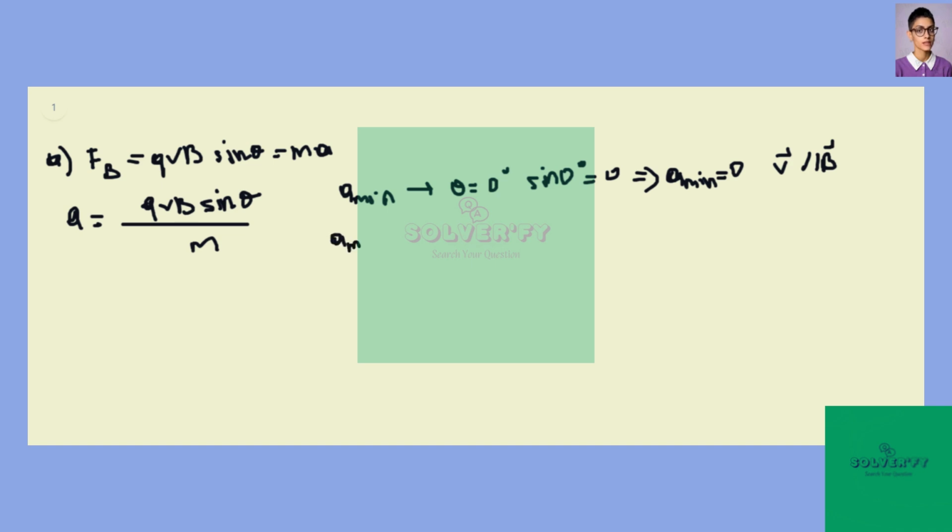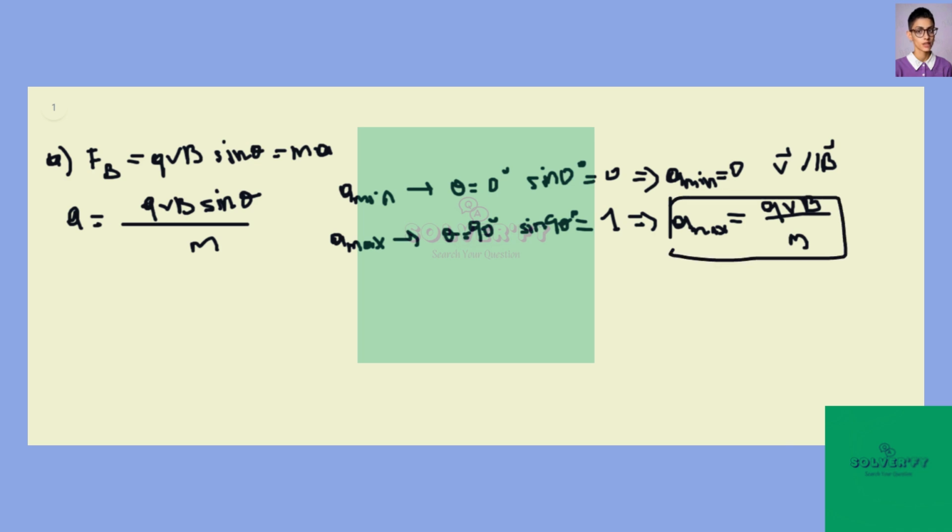Given the same logic, if we want to find the maximum acceleration the particle can have, we're going to look at the sine function where it becomes maximum. If the angle is 90 degrees, then sine 90 gives you 1, which is the maximum value for the sine function. Again, then the maximum acceleration would become QVB over the mass of the electron.